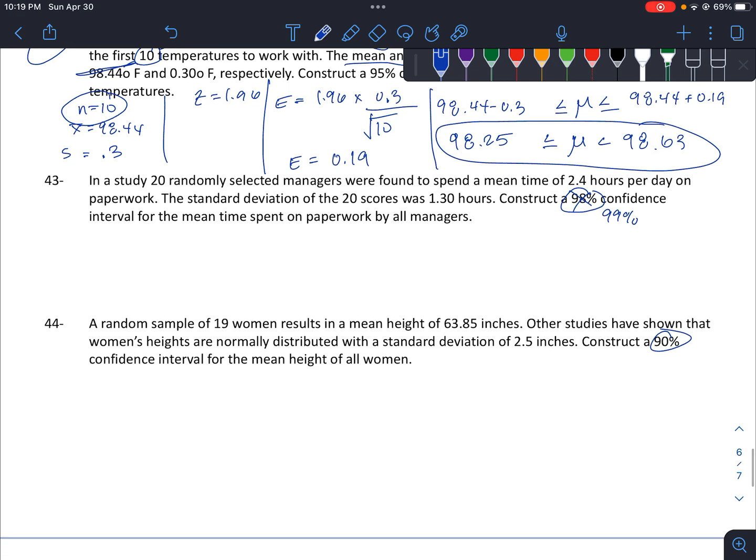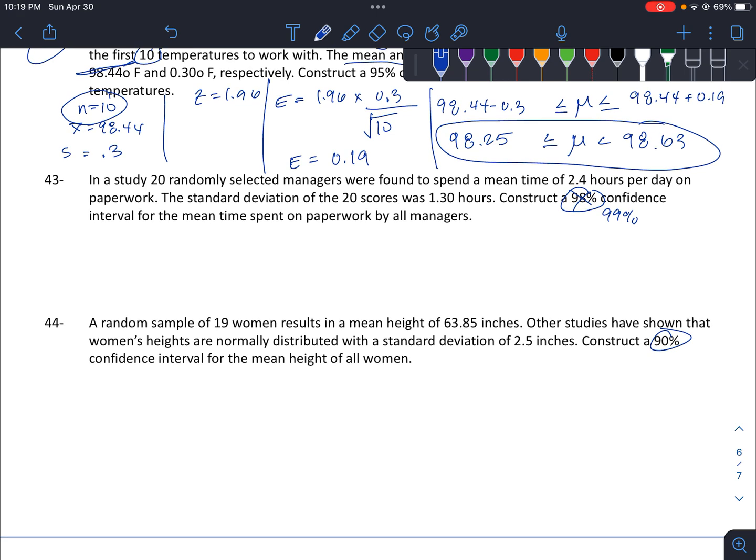In this one, it doesn't give you two values. Like in the next one, in a study of 20 randomly selected managers, it doesn't really say that there's another one, it just goes straight into the mean, and so on and so forth. And the standard deviation was 20. Of the 20 scores, this is your standard deviation.